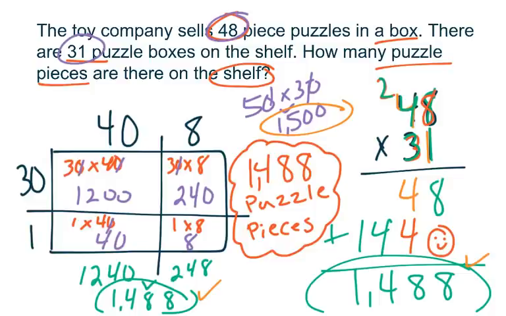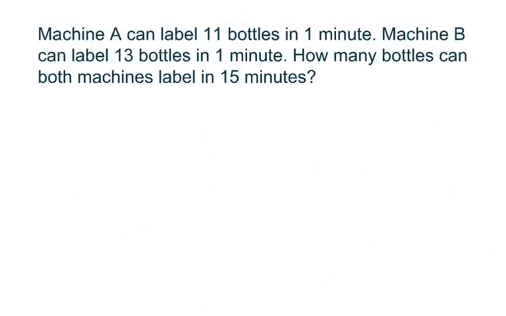Okay, last problem. Let's take a look at this last word problem. Machine A can label 11 bottles in 1 minute. Machine B can label 13 bottles in 1 minute. How many bottles can both machines label in 15 minutes?